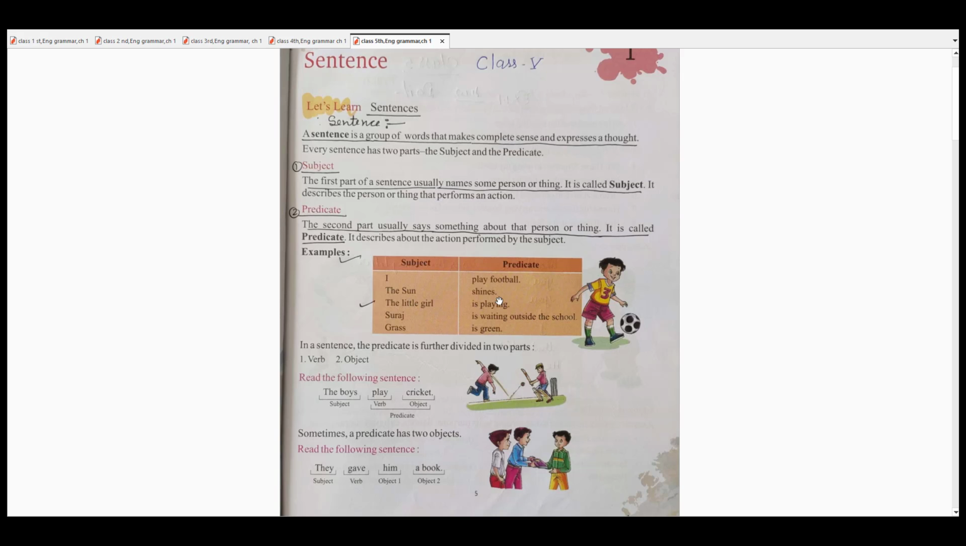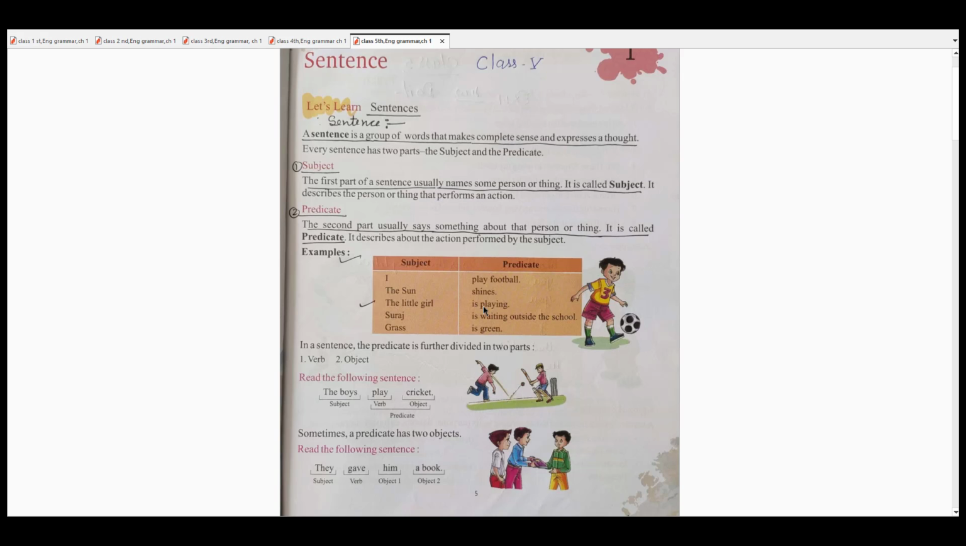The sun shines. Who shines? The sun. Therefore, sun is the subject. And what does sun do? It shines. Okay. The little girl is playing. Who is playing? The little girl. Therefore, the subject is little girl. And what is little girl doing? Little girl is playing.